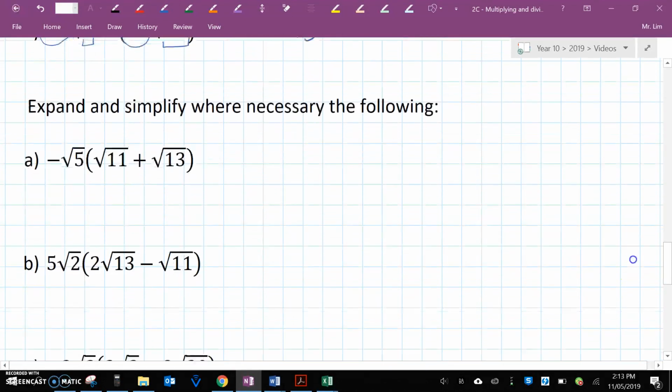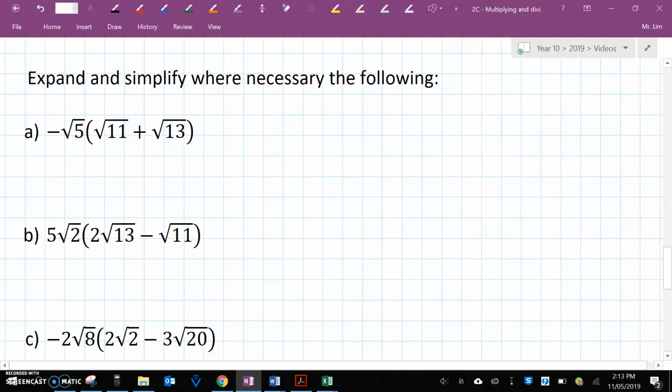Expand and simplify where necessary the following. So the same thing as before, minus root 5 times root 11 is just minus root 55. Minus root 5 times positive root 13 is minus root 65. Okay, none of these surds have a factor that is a square number, so that's our final answer.